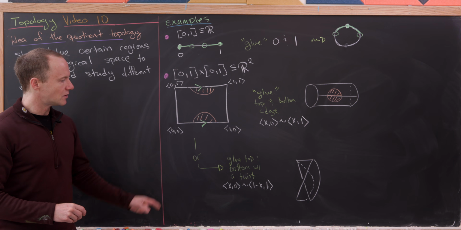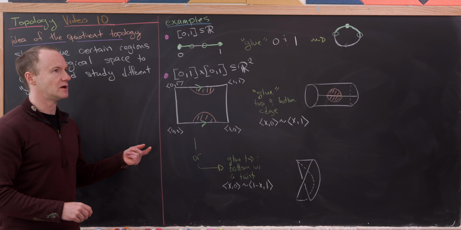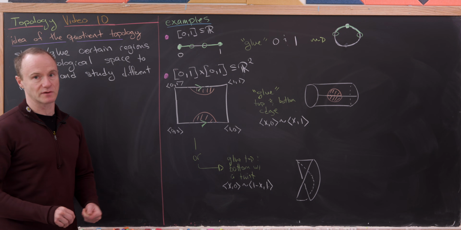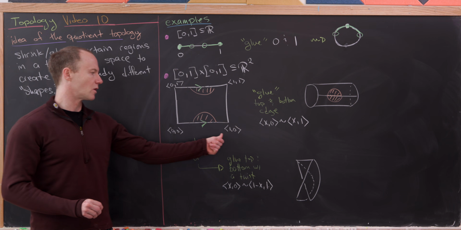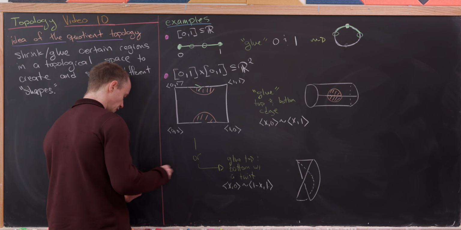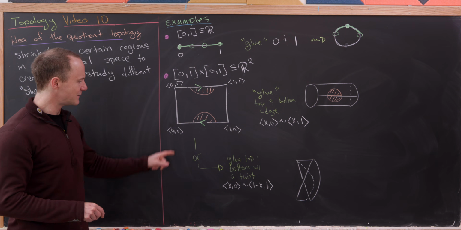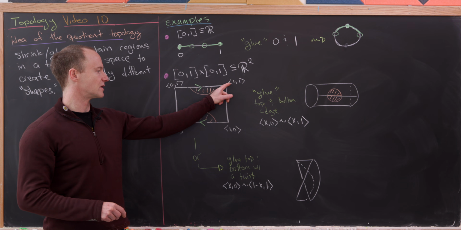Okay, so now what if we do the same kind of thing with the unit square, but we glue it in opposite directions? So maybe the orientation of the lower edge is opposite the orientation of the higher edge. And so we could notate that by putting a reverse arrow. That means that 0, 0 will be glued to 1, 0.